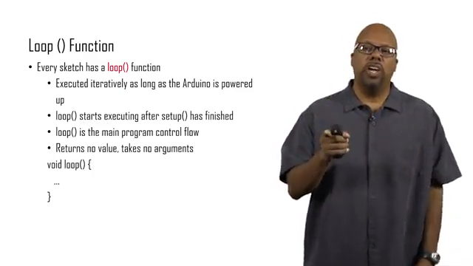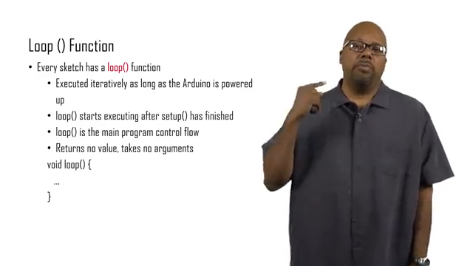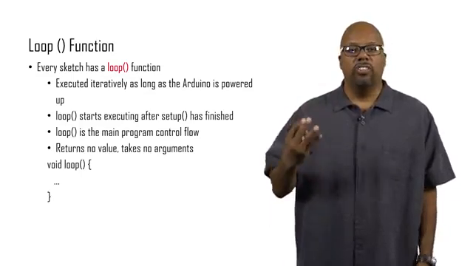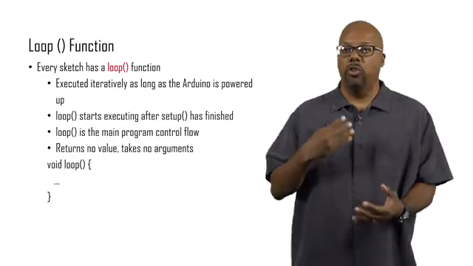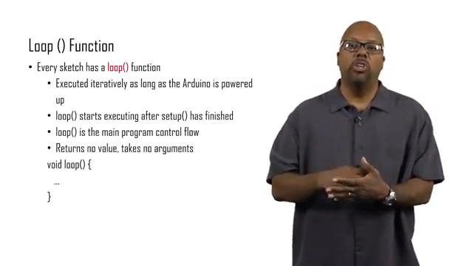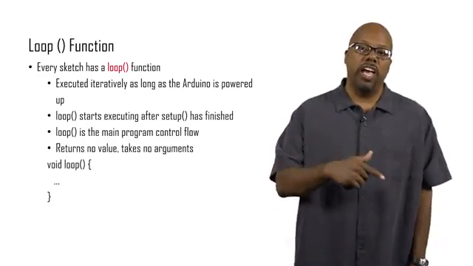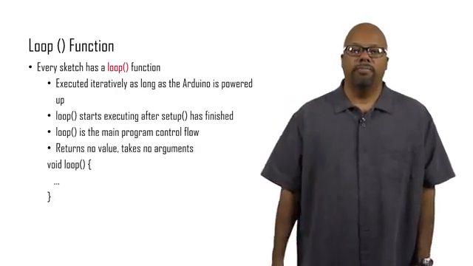Whatever code you write in this loop is the main body of your code. It happens over and over forever, as long as the Arduino is powered on. So you have to understand that about its execution. That's how it's supposed to act, and that's how it's going to act. You put whatever main control flow you want into the loop function, which again takes no arguments and returns no value. And that will get executed over and over.